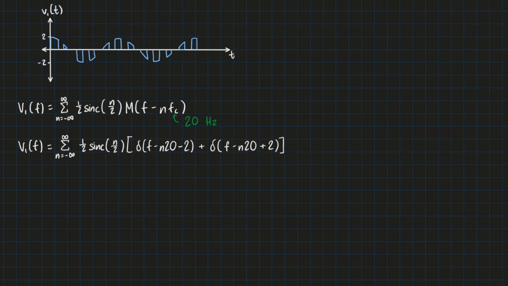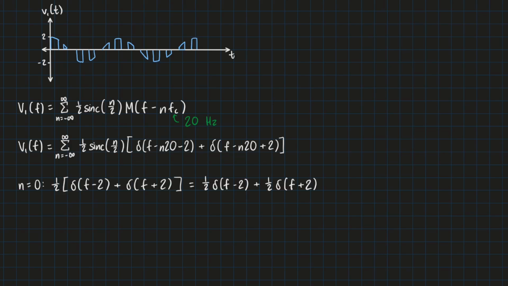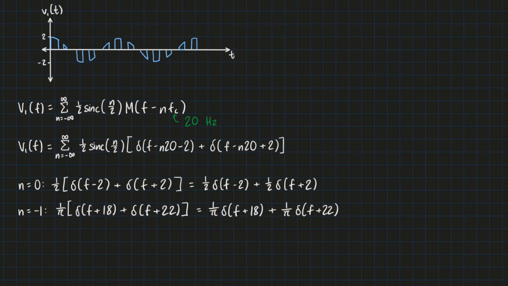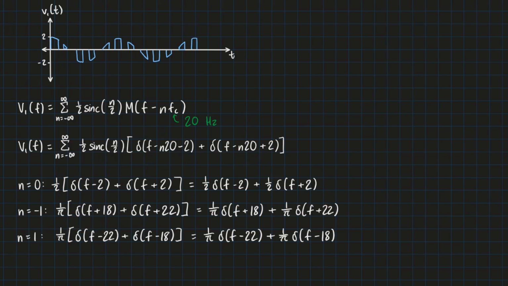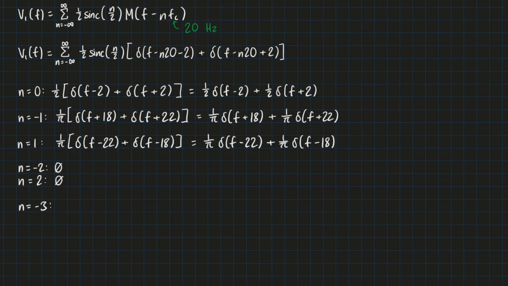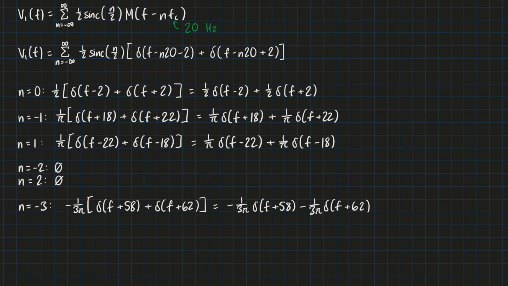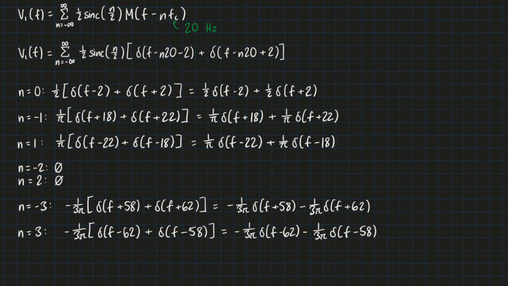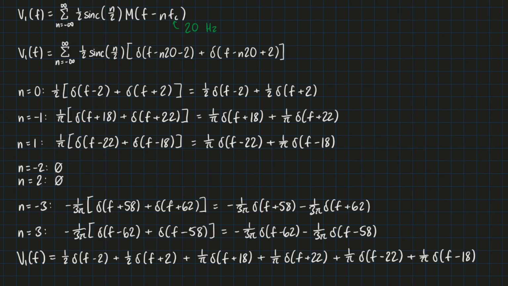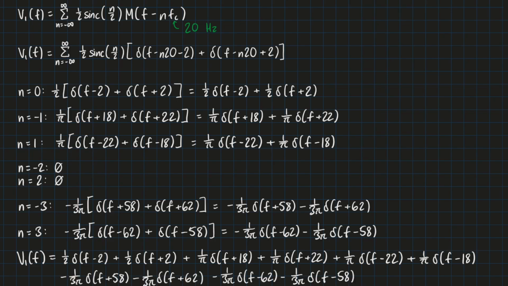Next, we will do the same process as before, where we plug in different values of n to get the summation for V1(f). And then V1(f) can be written as follows. And then its frequency spectrum from n equals -3 to n equals 3 looks something like this.